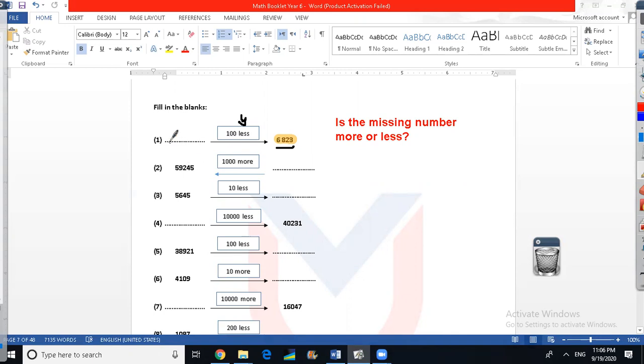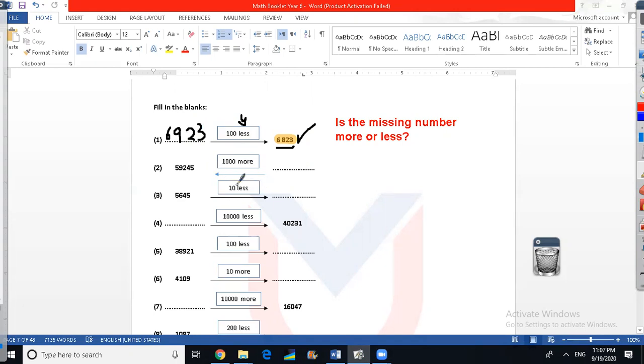Again, we have here a missing number and a known number. The arrow is pointing at the known and saying that it is less. So the missing number is the opposite, which means it is more. Then we're going to add. So it is going to be 6,823 plus 100. Adding 1 to the hundreds is going to be 6,923. If you try it, 6,923, 100 less is going to become 6,823. Yeah, this is true. It makes sense. Okay, guys?